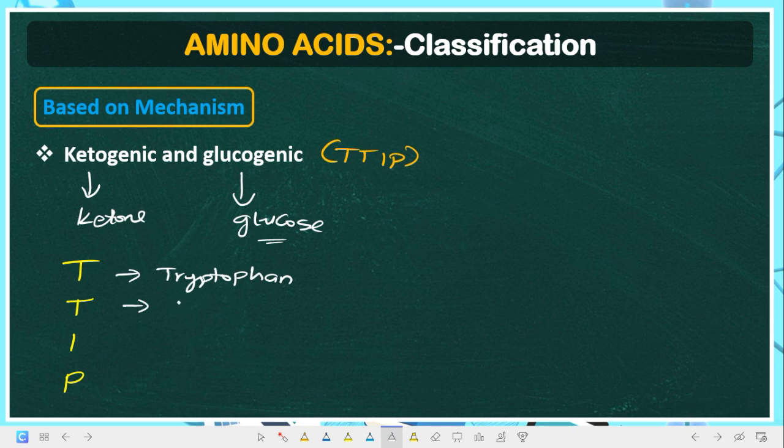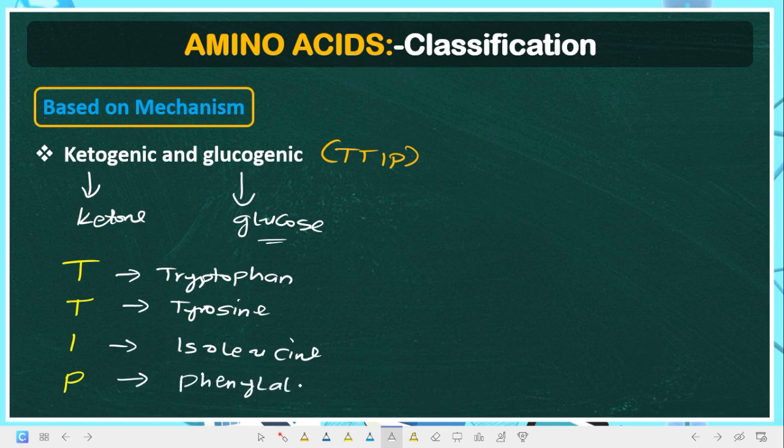The second one, tyrosine. And then we have isoleucine. And then we have phenylalanine. All these are both ketogenic and glucogenic. TTIP, in case you forgot. So whenever you just remember TTIP, you should be able to remember the first.